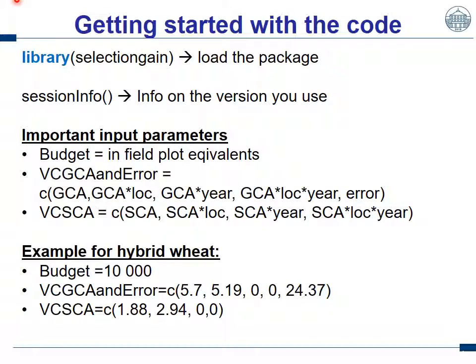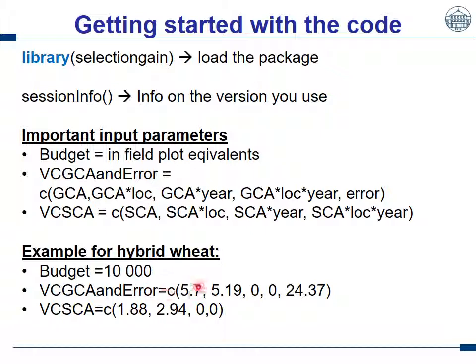And then we can go to the code. At the end, this is the start. We have to load the library. You can get a session info. You put in the budget, the variance components. You see here an example for hybrid wheat. We have 10,000 plots. When we assume a plot of 30 euro, that would be 300,000 euro.